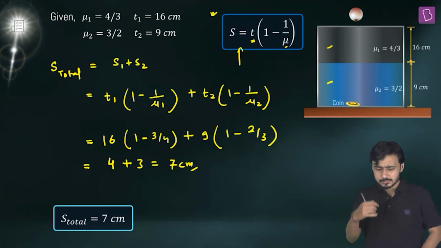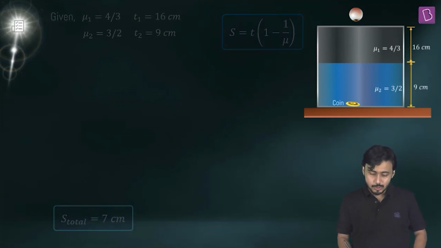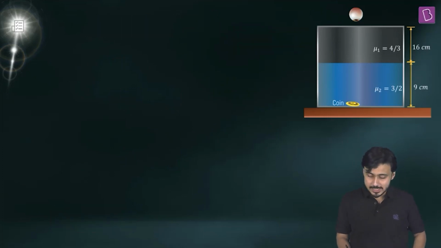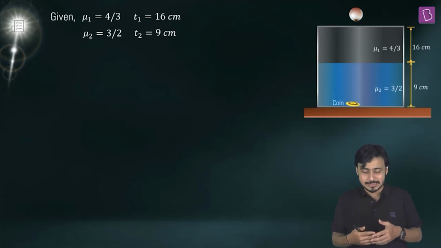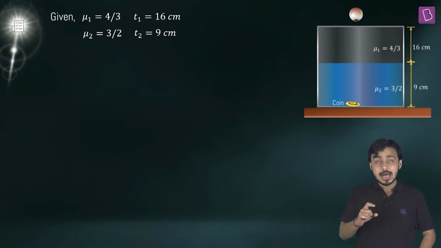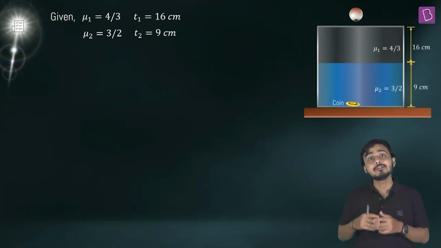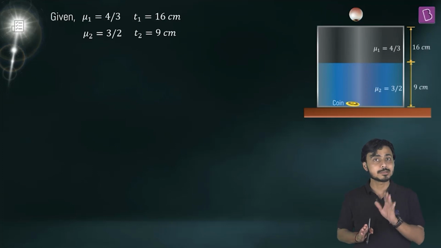Can we do it using something we have already studied? Yes. The given data is again this. I am going to use this to derive the result by a different logic. I will not use the formula for shifting of a slab. I will use the general formula for getting D apparent, and then I will subtract D real and D apparent to get my answer. Do you understand my point?